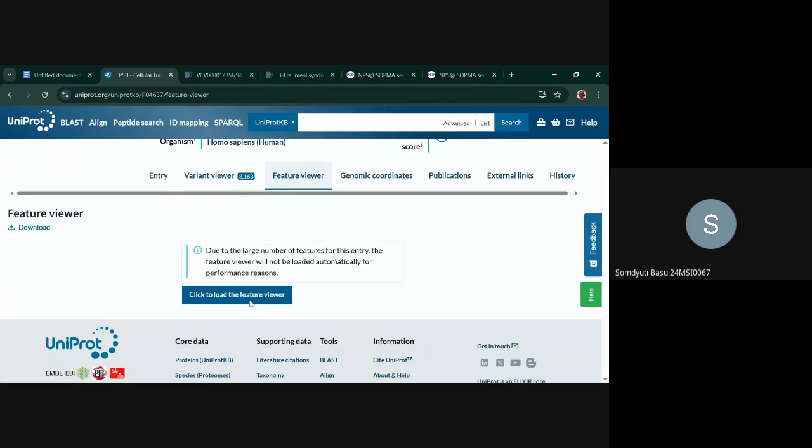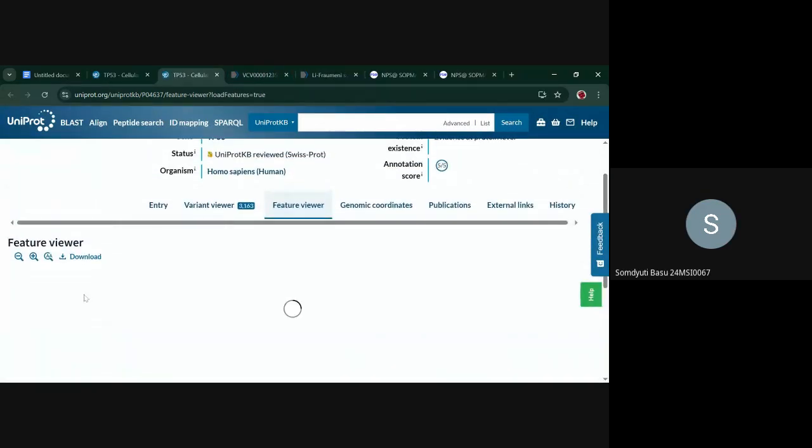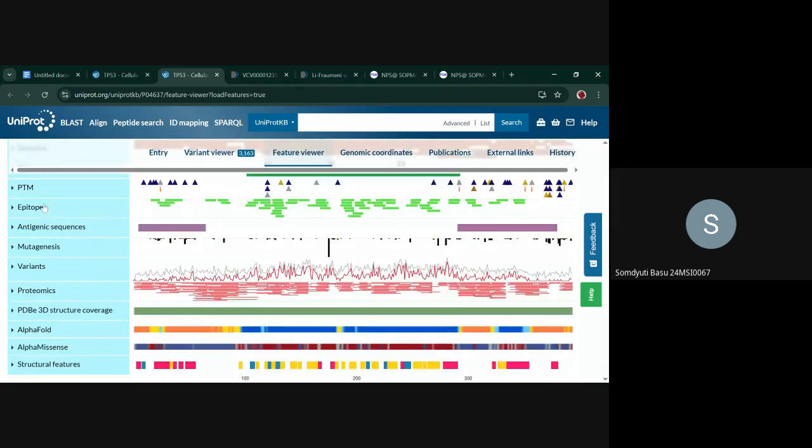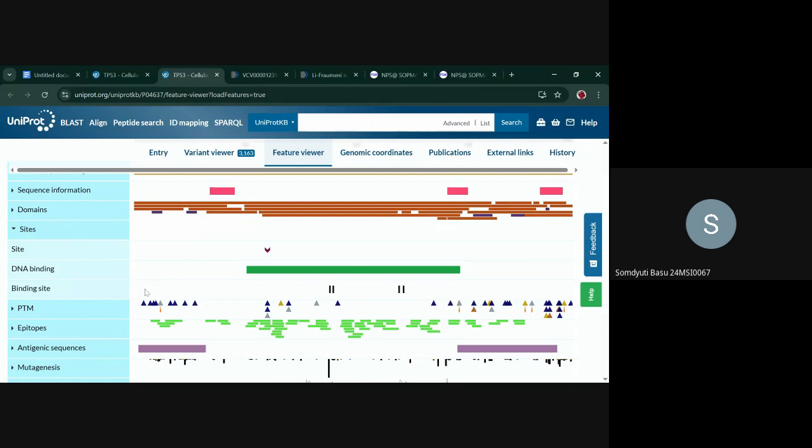located the position of the mutation, and then on the right side and the left side we selected the sites as the DNA binding. We found that it's a problem in the DNA binding site, and then we copied the FASTA sequence and proceeded with our other steps. Perfect. Revki, go ahead.